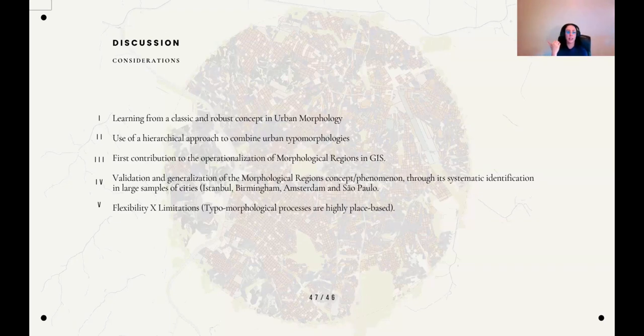But of course, there are limitations and flexibilities. When I mention flexibility, it's the fact that we have flexible layers of analysis. As I mentioned before, you could add vegetation or any other aspects you want to have as an input in the classification. But we also acknowledge as a limitation that while urban typomorphological processes are highly valuable, they are also place-based and context-specific. So note that while the hierarchical and GIS-based method allows for broad applications, local conditions, history, and culture will always shape the particularities of the city's form.